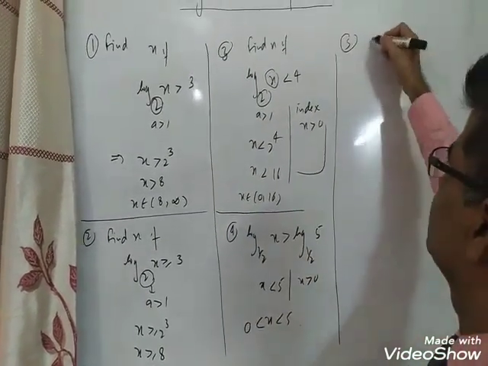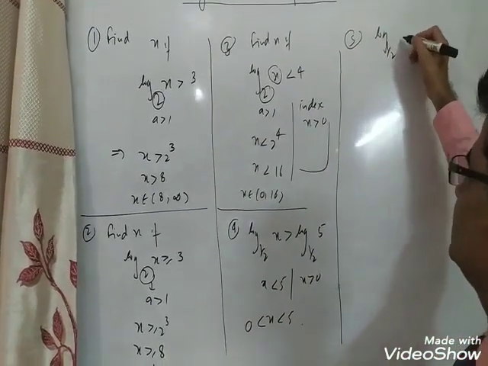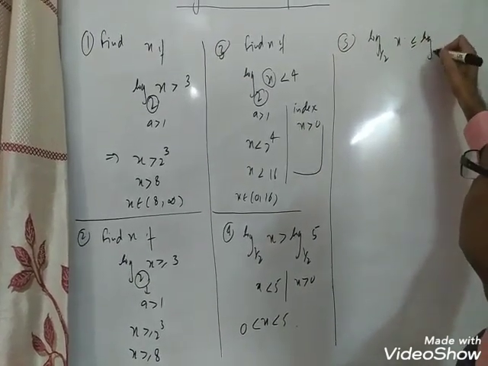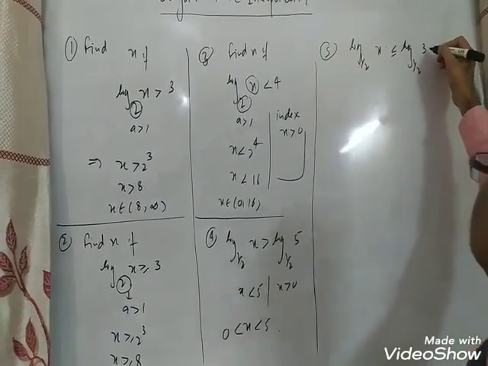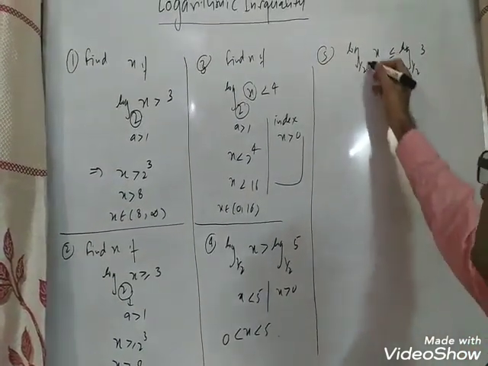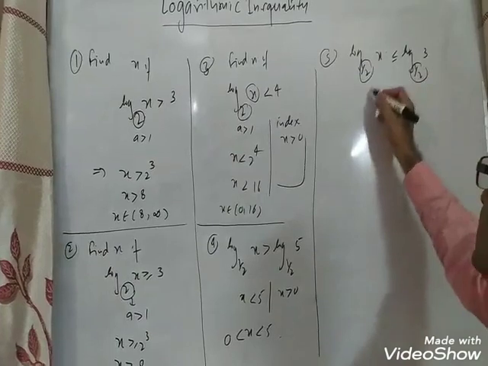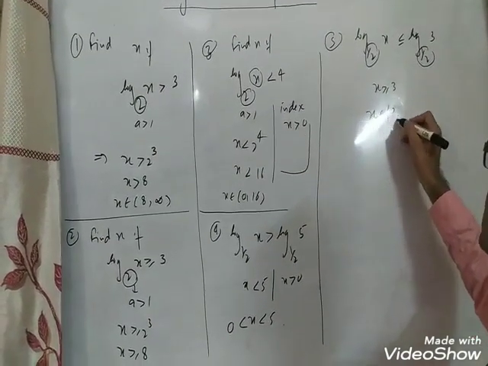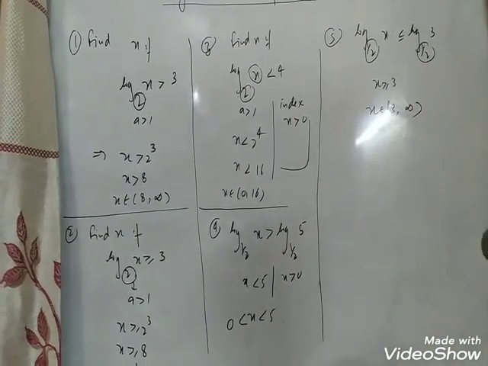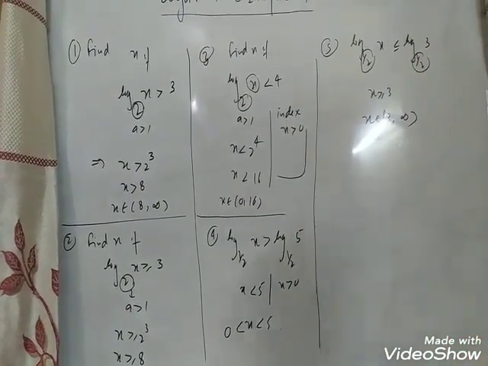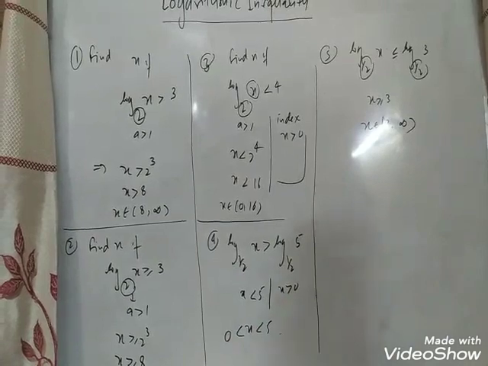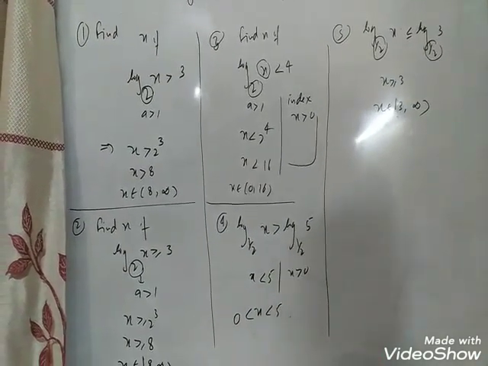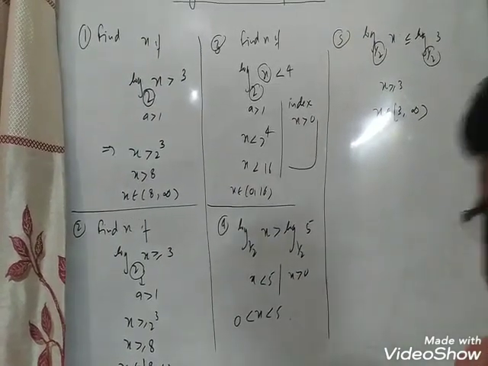Similarly, if log base 1 by 2 of x is less than or equal to log base 1 by 2 of 3. So the base is 1 by 2, here the base is 1 by 2. So the inequality sign will change. So x is from 3 to infinity. So these are the small questions which are based on the very basic concept. So you can solve these questions using that concept. Now we are going for some bigger and good questions.